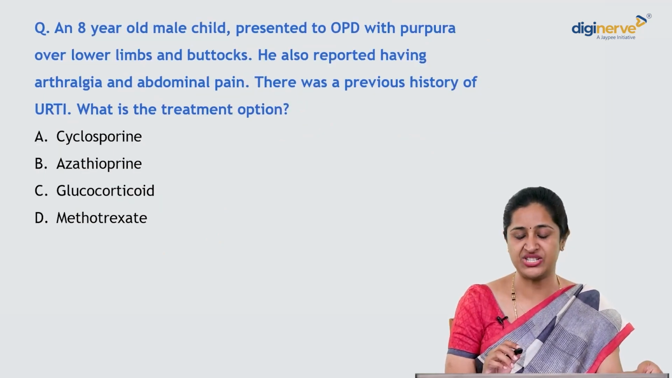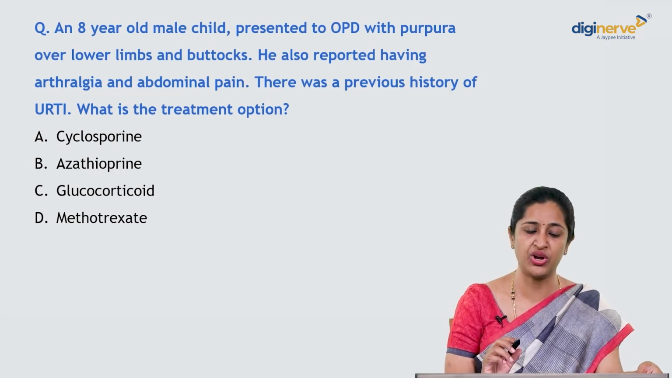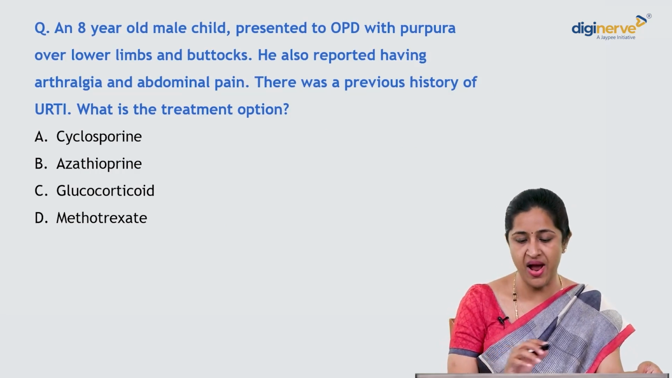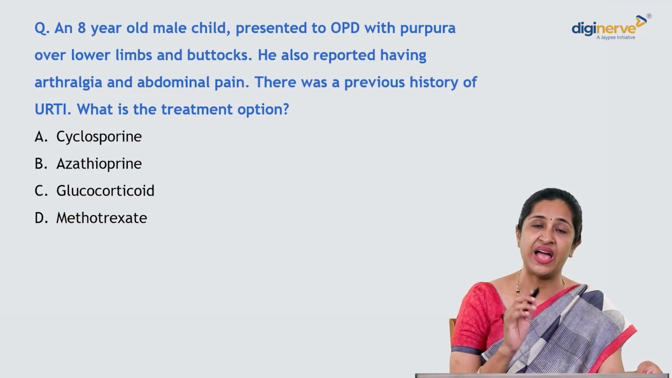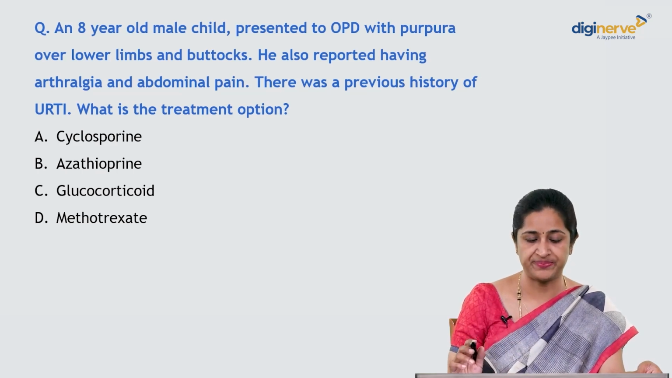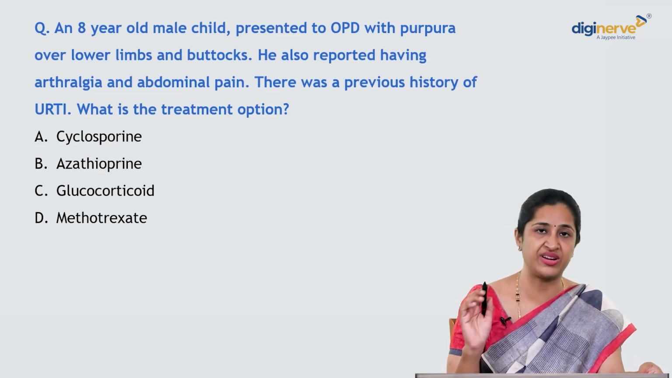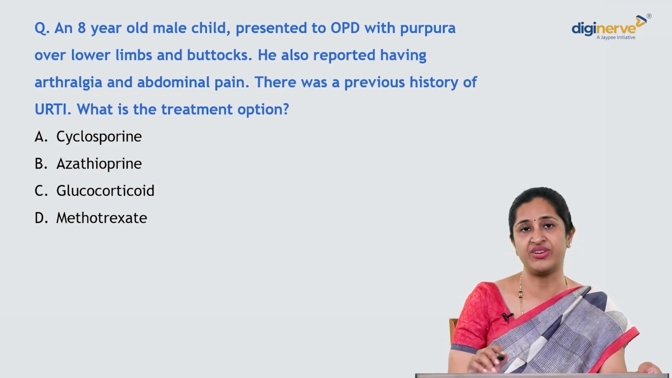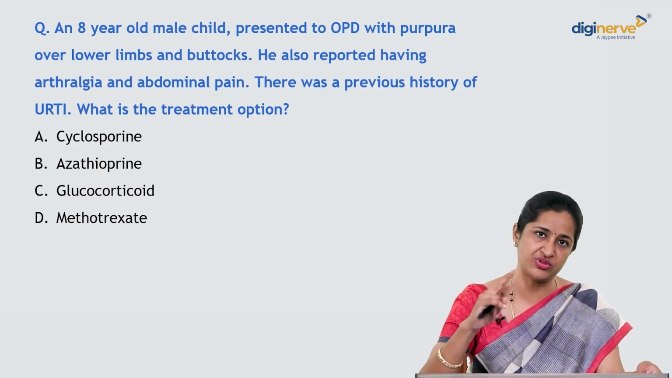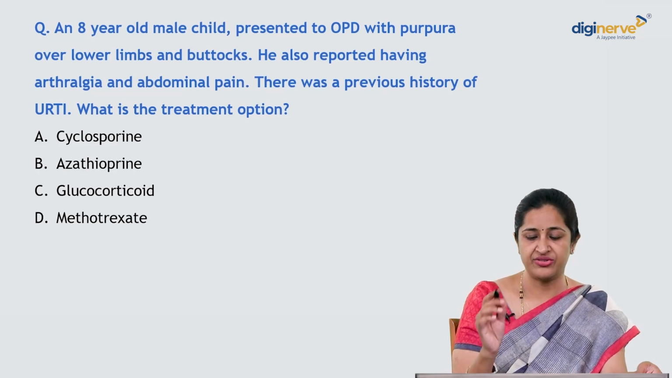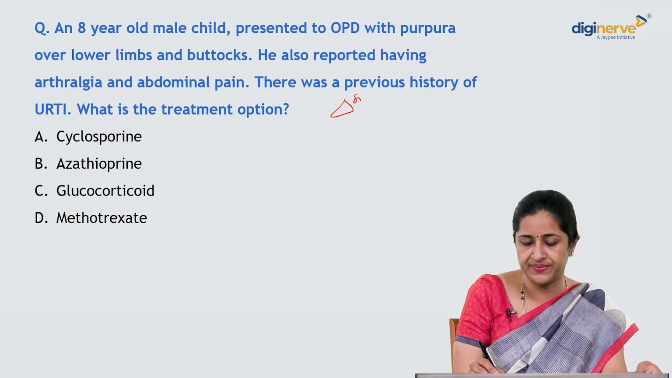An 8-year-old male child presented to the OPD with purpura over the lower limbs and buttocks. He also reported having arthralgia and abdominal pain. There was a previous history of upper respiratory tract infection in this child. What is the treatment option? So this is again a problem solving 2-stage MCQ. First, let's come to the diagnosis.